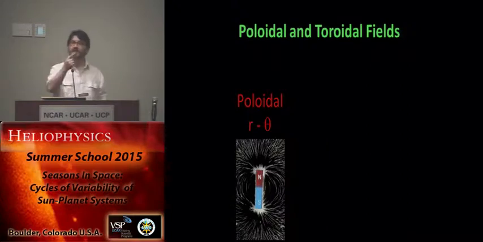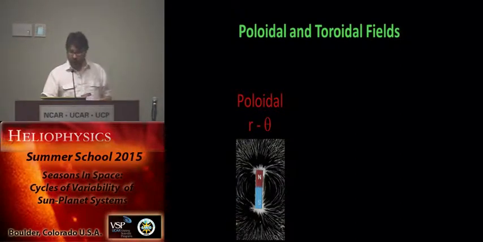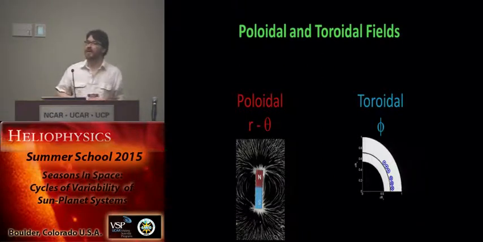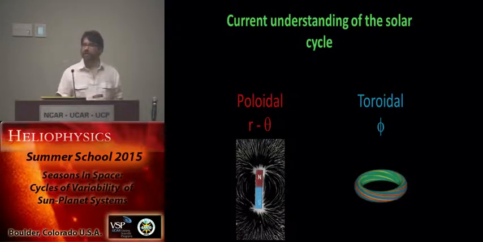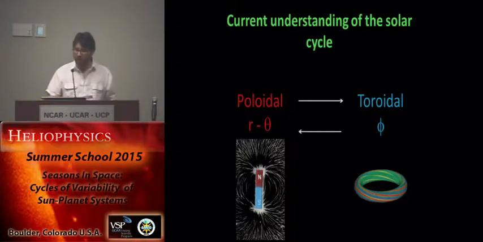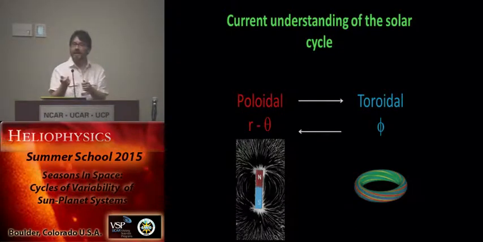This is an axisymmetric magnet that has no phi component, and all is in r and theta. Toroidal is the phi component of the magnetic field in spherical coordinates. So it's perfectly perpendicular to the poloidal field, and it's like a torus, right? So the solar cycle is a dynamo. A stellar dynamo is a process that takes the global configuration of the magnetic field of the star between these two, poloidal to toroidal and back.